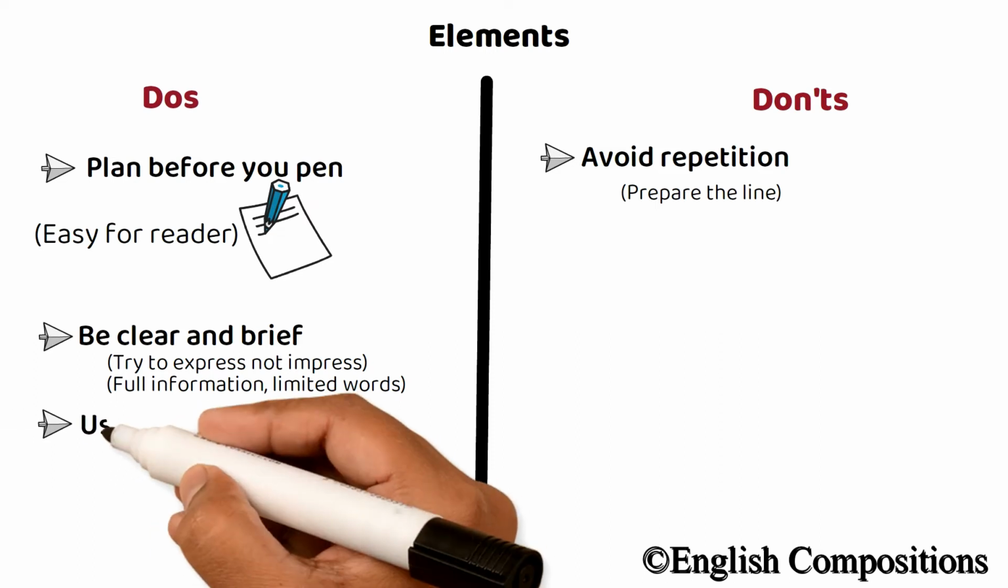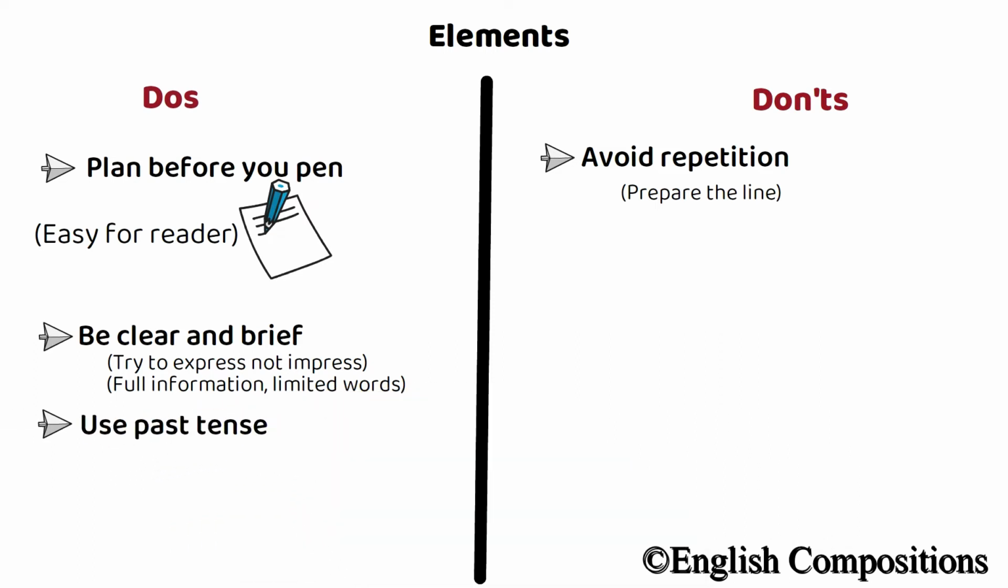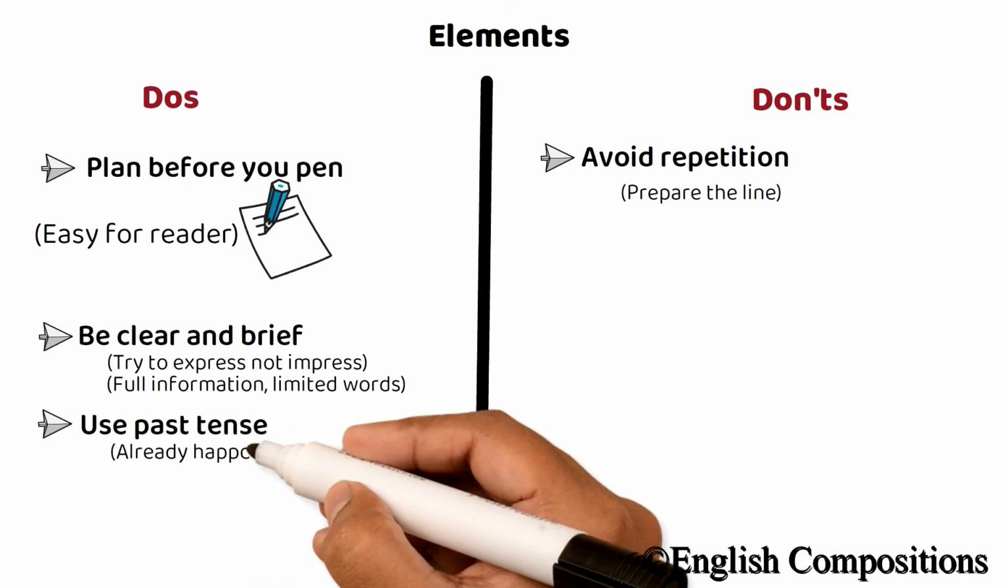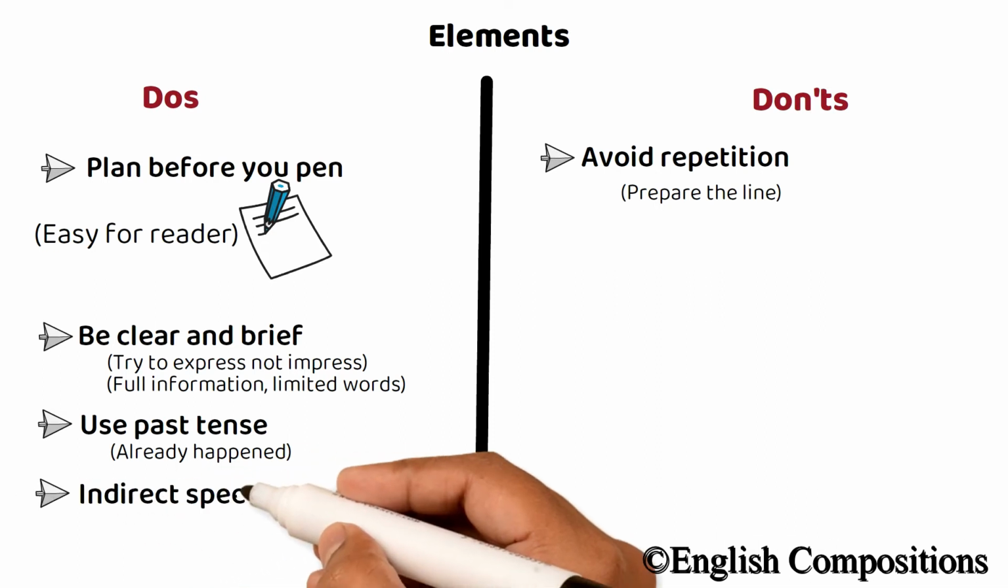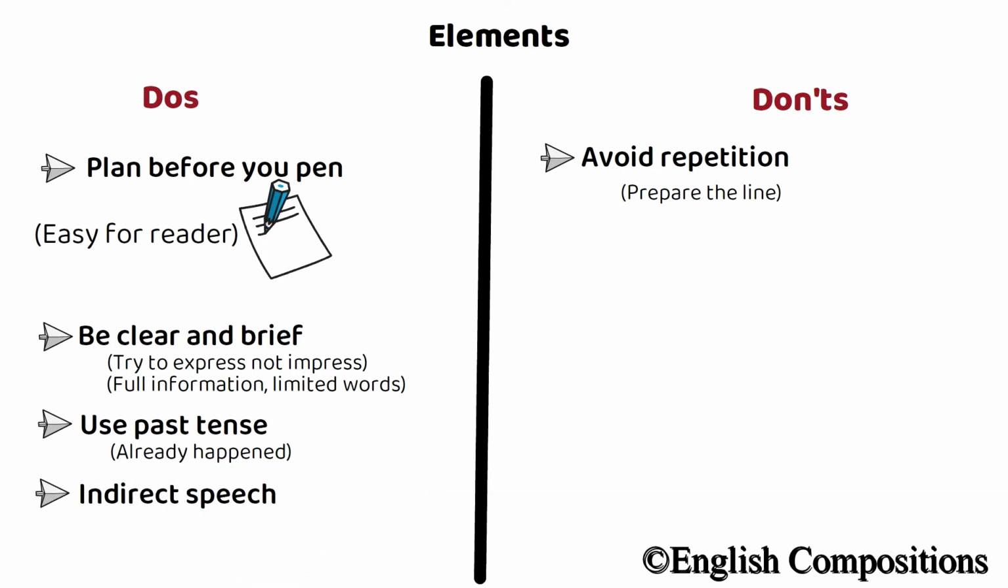Number 4, use past tense, as the incident or event has already happened, so the report must be in past tense. Number 5, indirect speech. As you are presenting the situation of an event to the reader, it's not your own thought, so you cannot write it in direct speech, so it has to be written in indirect speech.